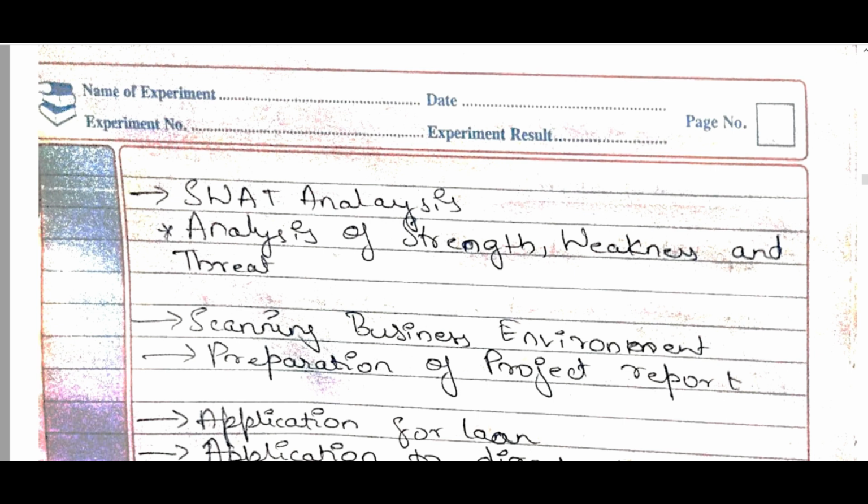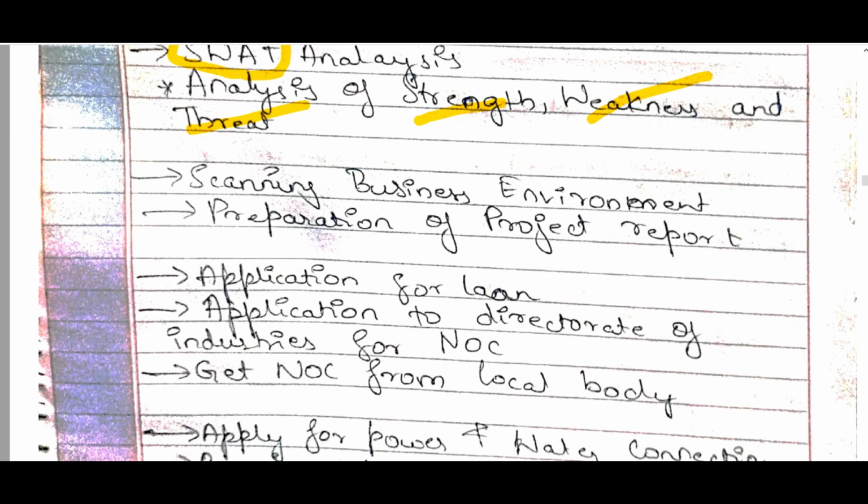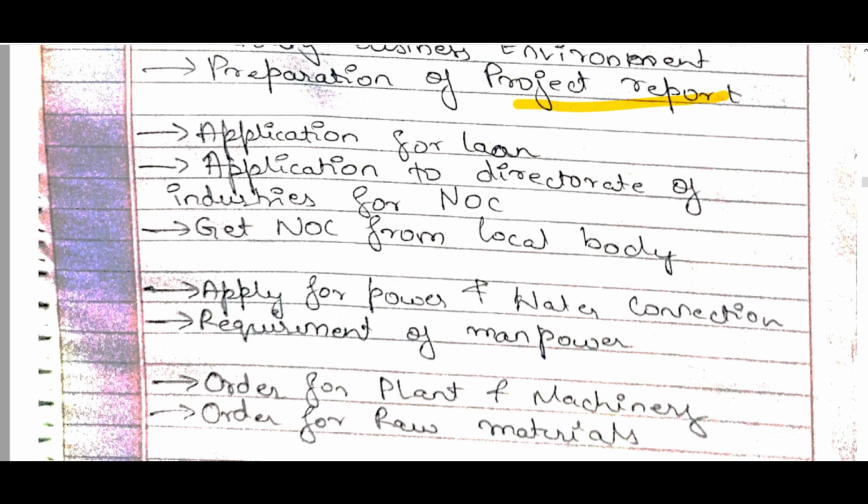Then you have to do SWOT analysis, which is strength, weakness, opportunity and threat. What is the strength in that industry? What is the weakness of that industry? And what is the threat for that industry? Scanning business environment, like competition in the business, preparation of project report. Once the industry is selected, and once the project has been selected, then create a project report.